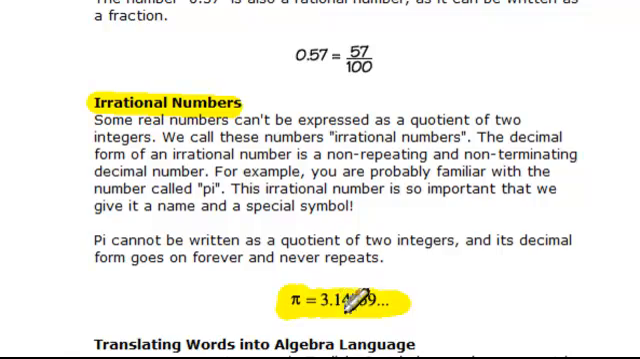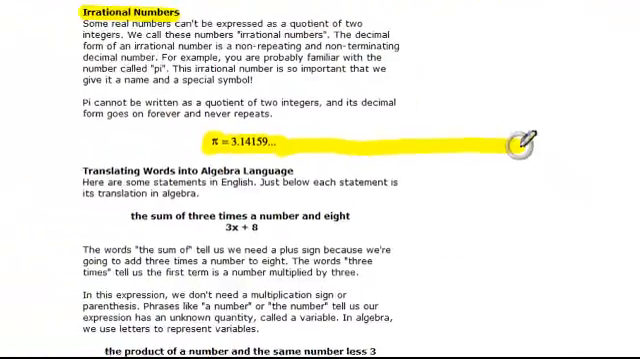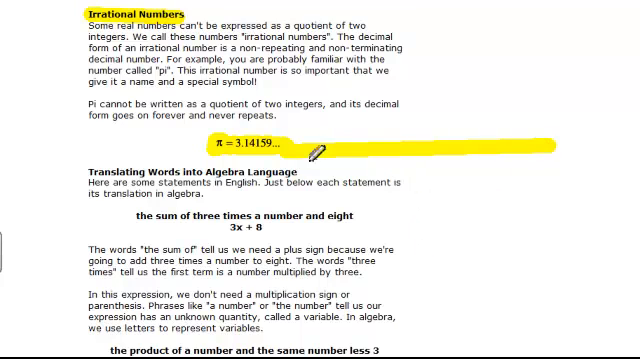Pi can't be written on the number line because this decimal point goes on and on and on forever, and it never stops. Therefore, you can't give it one exact point on a number line. So this is called an irrational number.